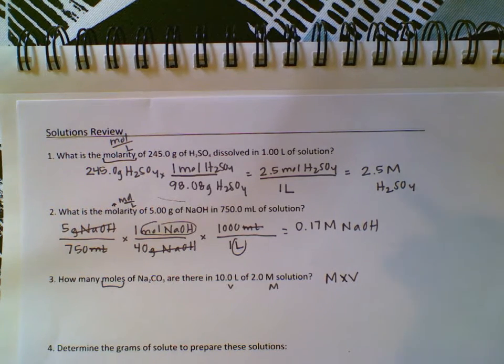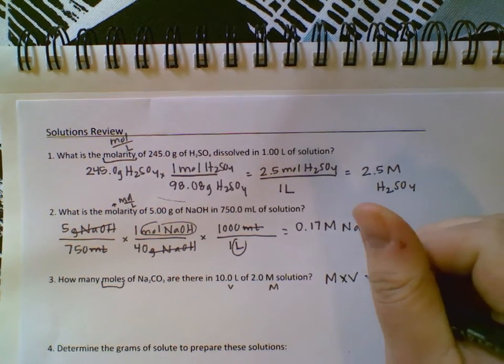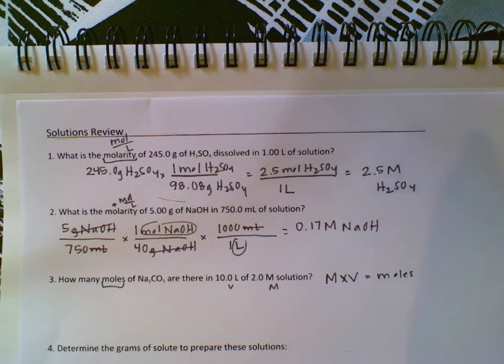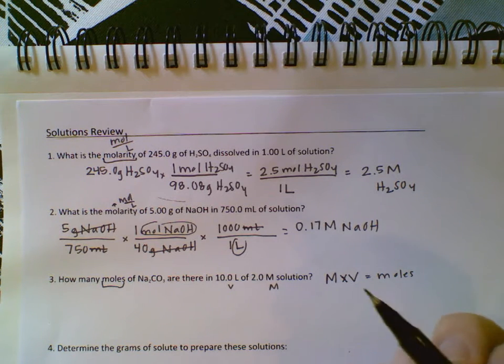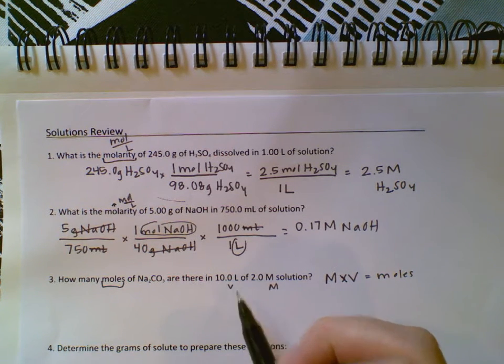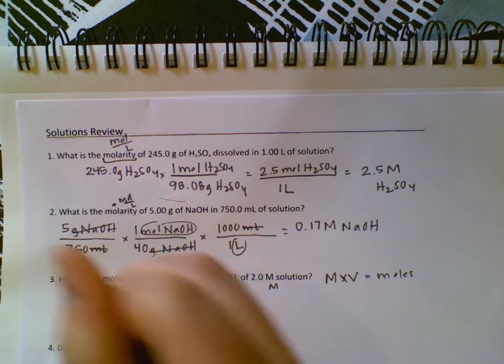Anytime you have M times V, that is going to give you the moles of that particular thing, okay? So if I take a molarity of something and multiply it by a volume, you're going to end up with the moles of that particular solution. So in this case, I like to start off my problems with a number that isn't part of a conversion factor or doesn't have units on top and bottom. So I'm going to start off this problem with 10 liters leading out in the front.